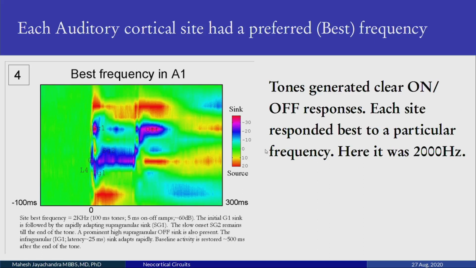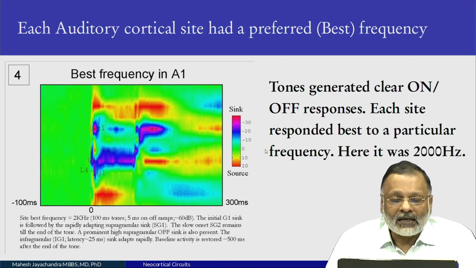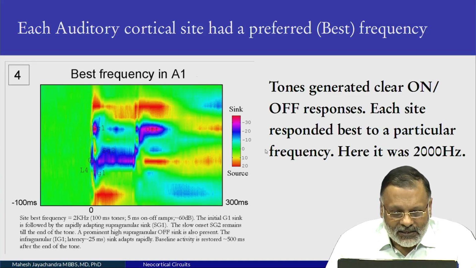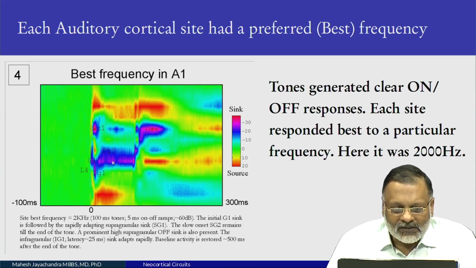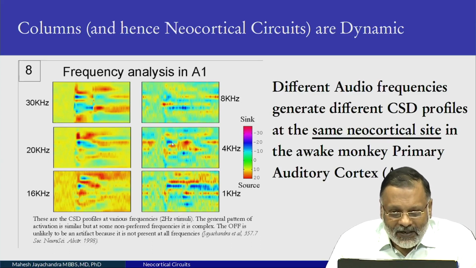And interestingly enough, if you play different frequencies to the monkey, and the electrode is in the auditory cortex, every point in the auditory cortex will respond to tones, but it will respond best to a particular frequency. It's called the best frequency. So in this particular site, the best frequency was 2000 hertz. It was a tone. So you have an on response, and there's a tone, and then you have an off response.